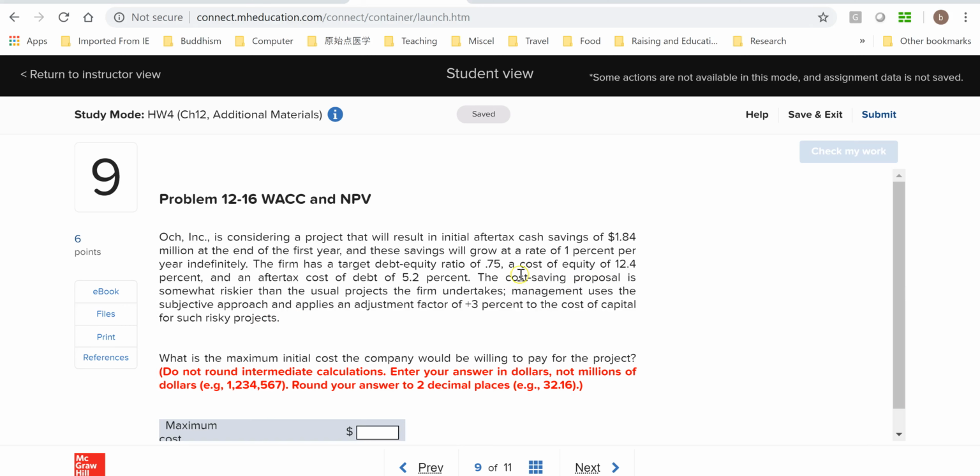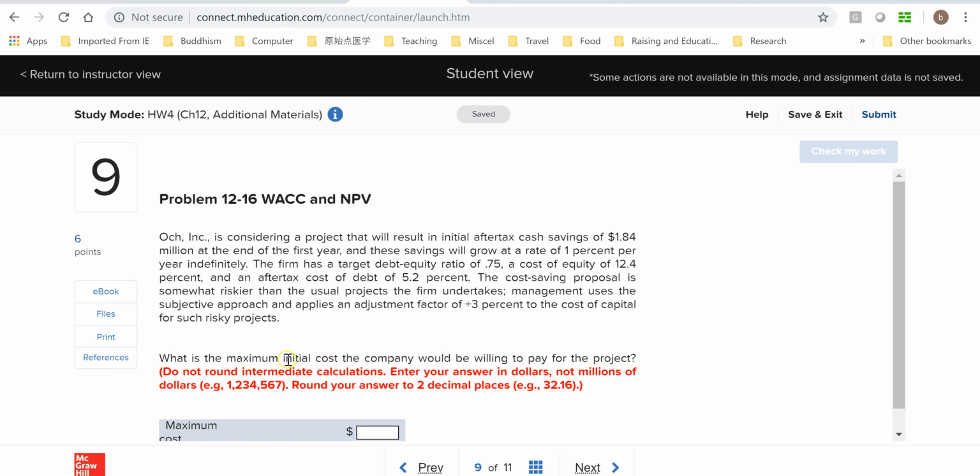Okay, so the cost-saving proposal is somewhat riskier than the usual projects the firm undertakes. So far, this is the usual cost of capital, cost of equity, cost of debt for the general project, but this proposal is riskier, hence the cost of capital for the project needs to be higher. So the management uses the subjective approach and applies an adjustment factor of 3% to the cost of capital for such risky projects. So once we can figure out the cost of capital for the general business, then we can simply add 3% to that value to figure out the cost of capital for this specific riskier proposal. So that's basically what this information tells us.